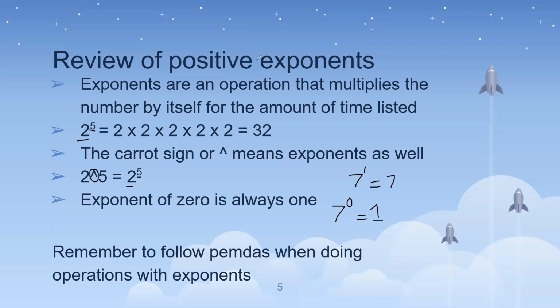You just keep dividing. Any base to the 0 power results in 1, except for 0, because 0 divided by 0 is undefined. You can't divide 0 by 0. Yeah, okay, thanks, Eric. Cool. Does that make sense?